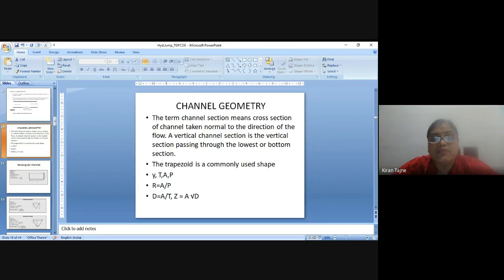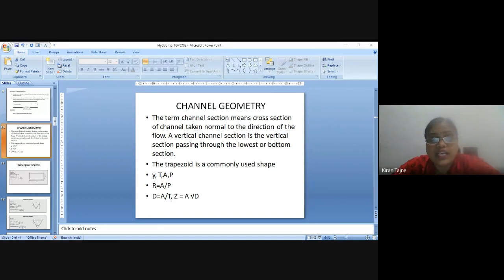Now we will see what channel geometry is, how an open channel is. The term channel section means the cross section of the channel taken normal to the direction of flow. If the direction of flow is this, then we can cut a section. Here, if we cut or provide a section, then that trapezoidal part will be shown, and that is called the cross section of the channel.